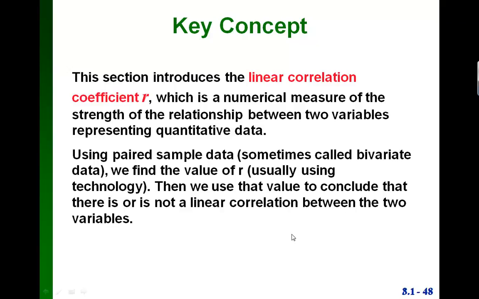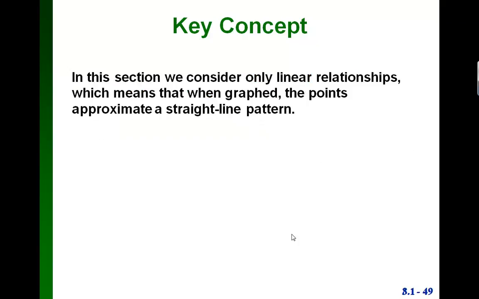And in order to find R, although your textbook has lots of formulas to find R and the regression equation, we're definitely going to use technology for this. You can use your calculator, and in this video I'm going to show you how to use StatCrunch for this. And keep in mind that we're only talking about linear relationships. So when we graph paired data, we want the points to approximate a straight line pattern.